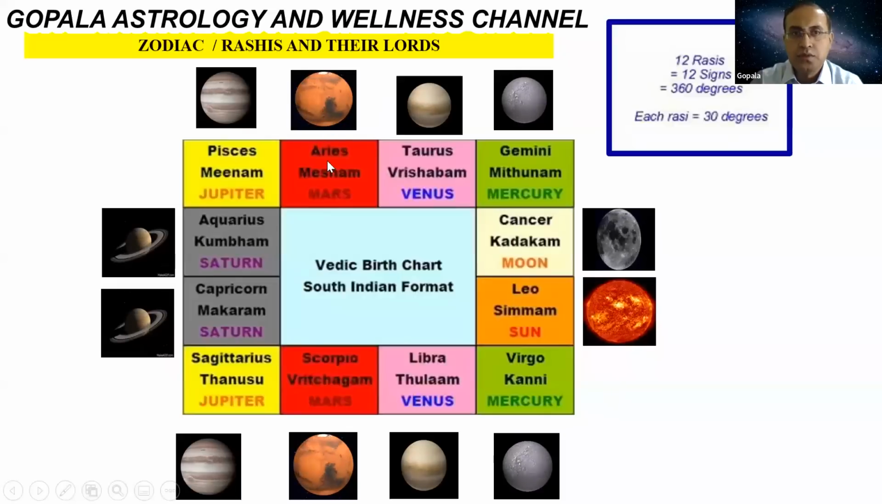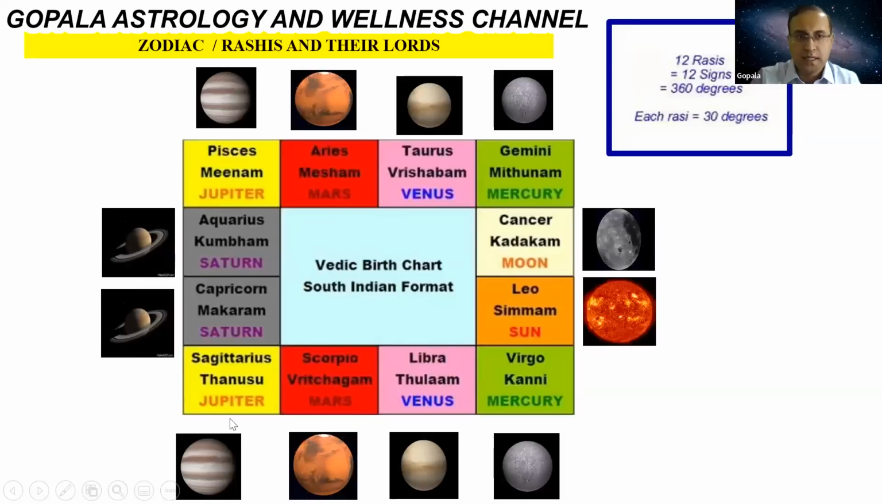As I told you, the planetary assignment is given for Aries and Scorpio for Mars. Mars is the ruler of these two, and Venus rules Taurus and Libra, and then Mercury owns Gemini and Virgo, or Kanya Rashi.